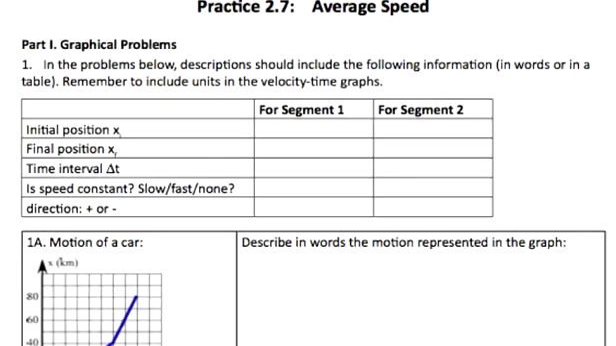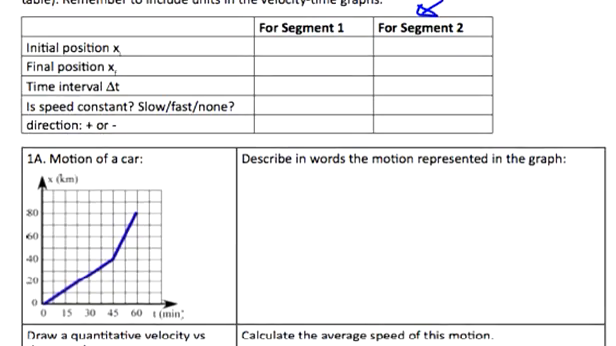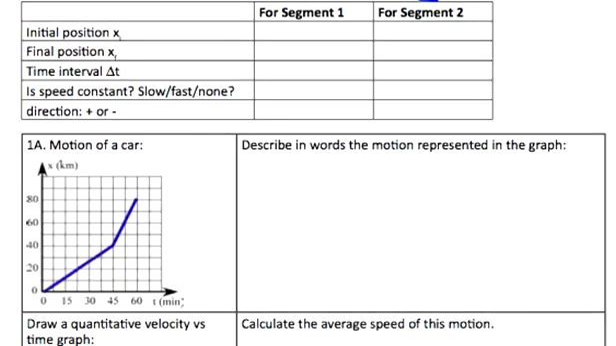2.7. Let's do problem 1a together. So we're going to need to describe the motion in a table for each of our problems, just so we can keep things straight. So the initial position, initial means at the beginning time. We're going to split this up into two segments. So for segment 1, which is right here, initially the position is 0 kilometers. The final position is 40 kilometers.